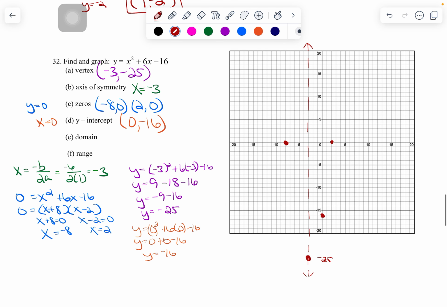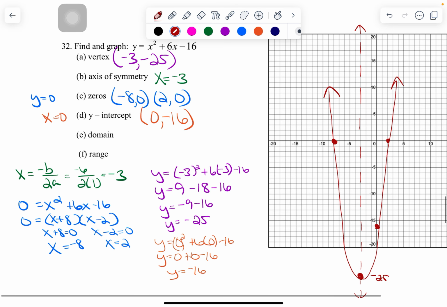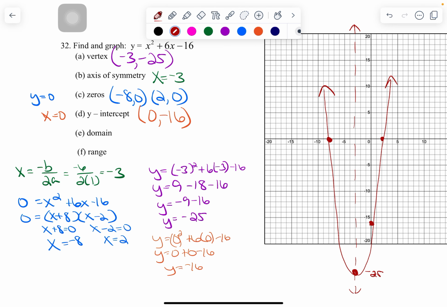Okay, so that's all the information I know. This is supposed to be a U-shaped curve, so let me do my best to draw in a U-shaped curve that goes through all these lovely little points that I know. I'm going to call that good enough. This graph is also going to help me figure out my domain. Domain in this case is going to be, well, everything. So there's no restriction on what x values you can put in. However, there is a restriction on range. Your low y value here is negative 25. So negative 25 to infinity because there is no upper bound.